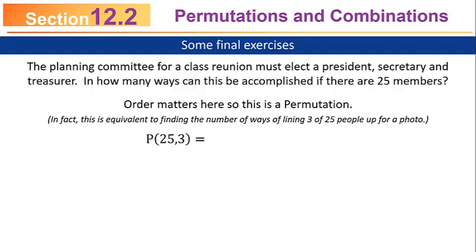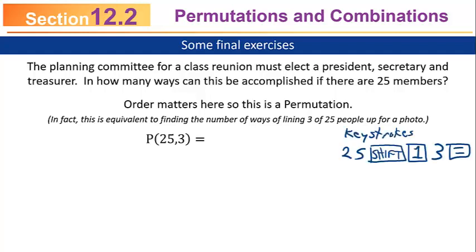So this is a permutation of 25 things taken 3 at a time with the calculator and the shift 1 keystrokes. That gives you the permutation. You would type in 25, shift 1 for permutation, then enter 3, and when you hit equal to, you will get 13,800. So there are 13,800 ways you could take 25 members and make them president, secretary, and treasurer of the group.